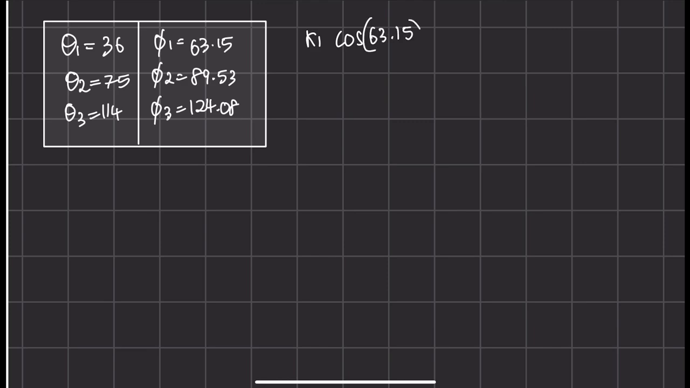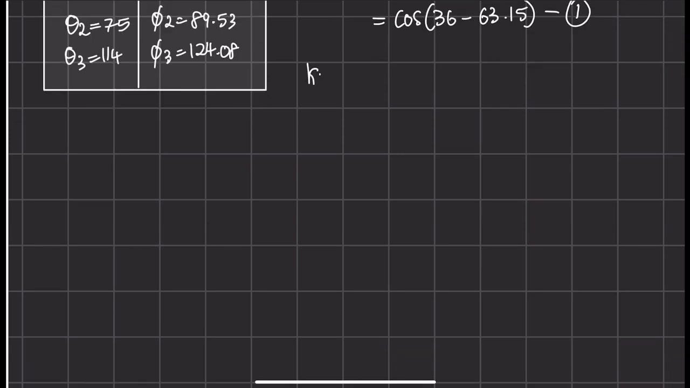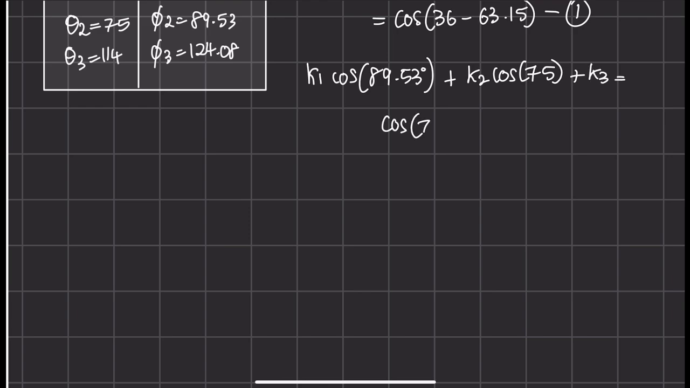In our case, it is k1 into cos 63.15 plus k2 cos 36 plus k3 is equivalent to cos of 36 minus 63.15. This is our first equation. K1 cos 89.53 plus K2 cos 75 plus K3 is equivalent to cos of 75 minus 89.53. This is our second equation.